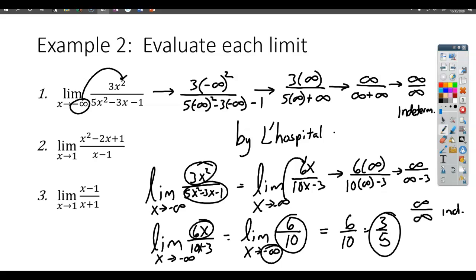So what's the process we go through here? Let's reiterate it. First of all, you do direct substitution, and be careful, use arrows because you could end up with an indeterminate form.